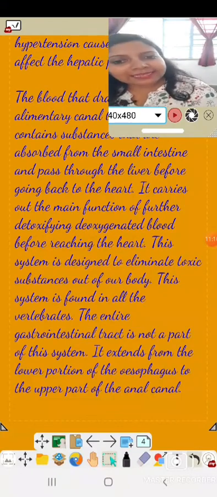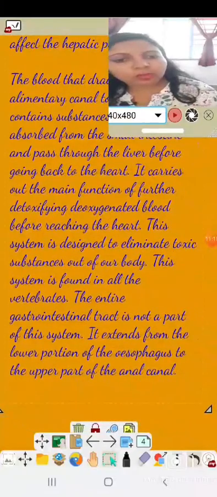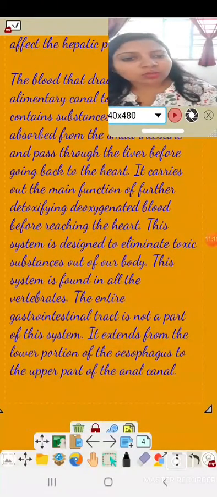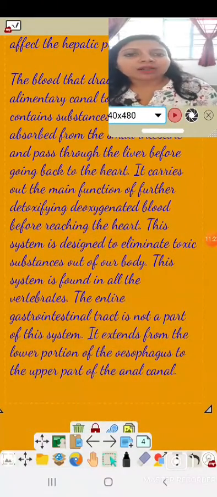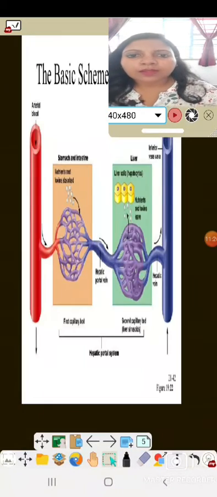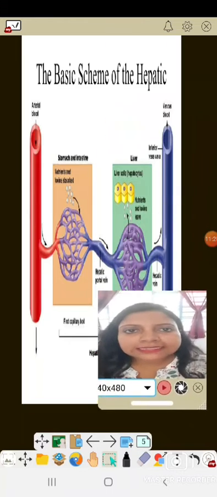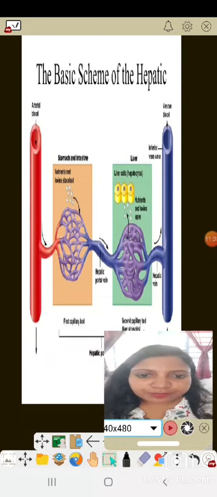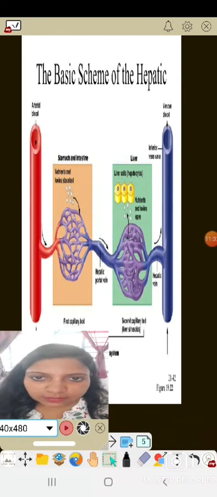So, now it extends from where? It extends from the lower portion of the esophagus to the upper part of the anal canal. Okay, so this is the concept. Now, here is the basic scheme of the hepatic portal system.